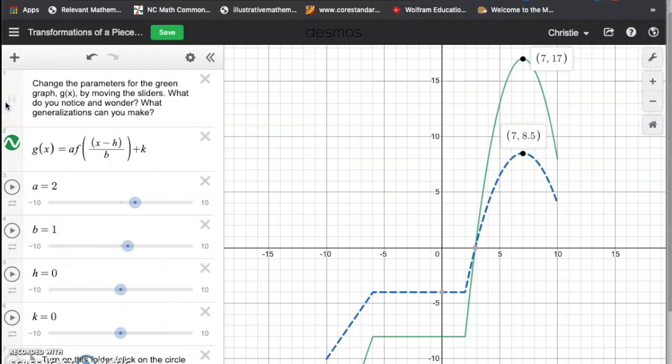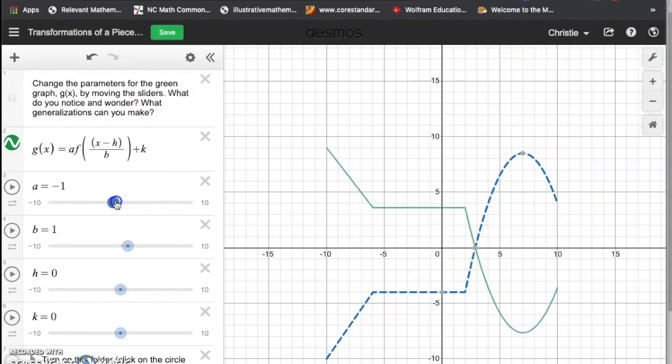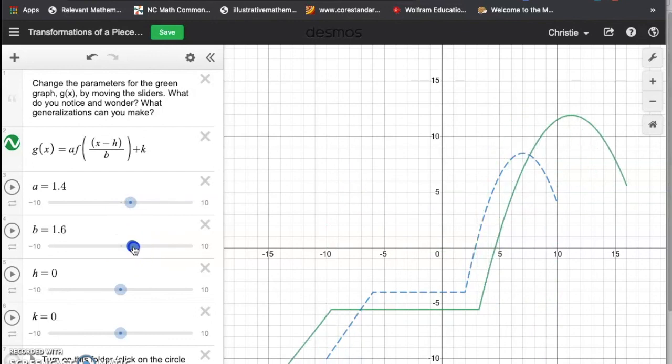I encourage you to come back to the Desmos file and to continue to try other examples, stretches, shrinks, and reflections, both vertically and horizontally.